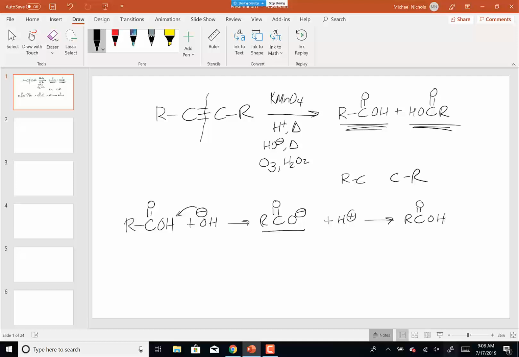But either way, ozone and peroxide, or either one of acid and base with heat, and I think heat is the key part, and KMnO4 will cleave the double bond. Or the triple bond. It'll cleave the double bond as well. But the rules are a little bit different there.